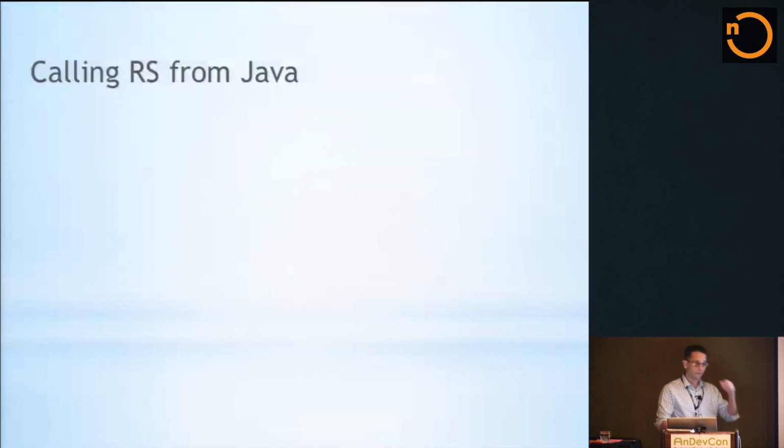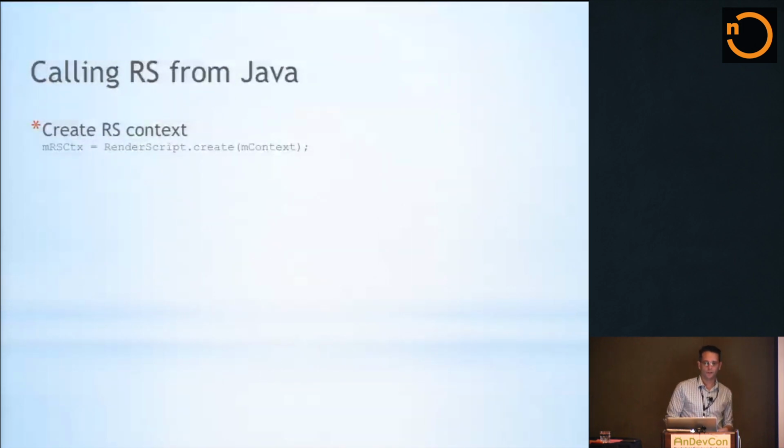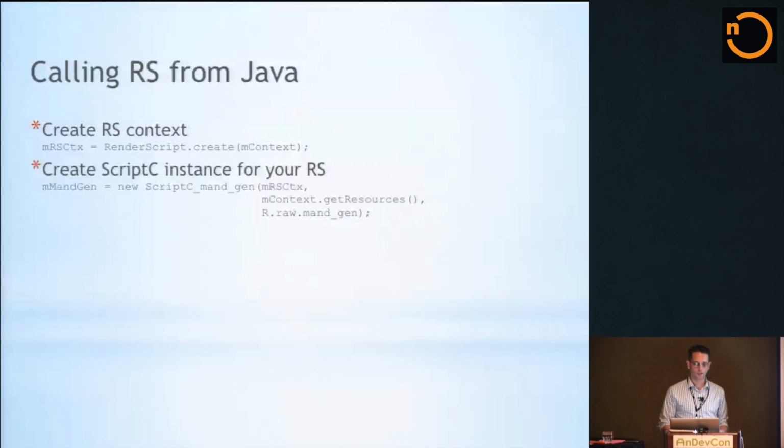So I've talked about the anatomy of a RenderScript and how you actually write one. Let's talk a little bit about how you call it from the Java side. The first thing you have to do in your activity is call this static method called create, and you pass it your context. This RenderScript object is really your RenderScript context you're going to use for all of the RenderScript calls as you create your script reflection class.